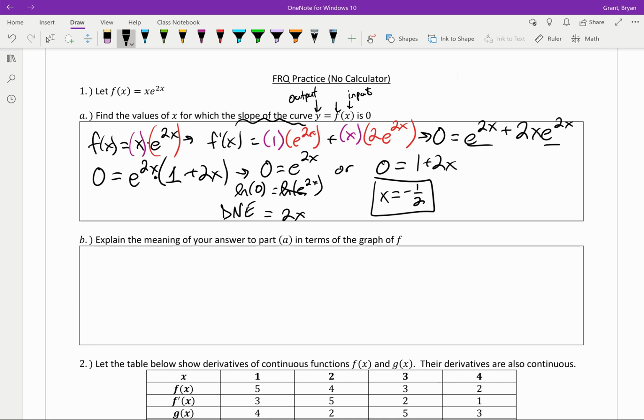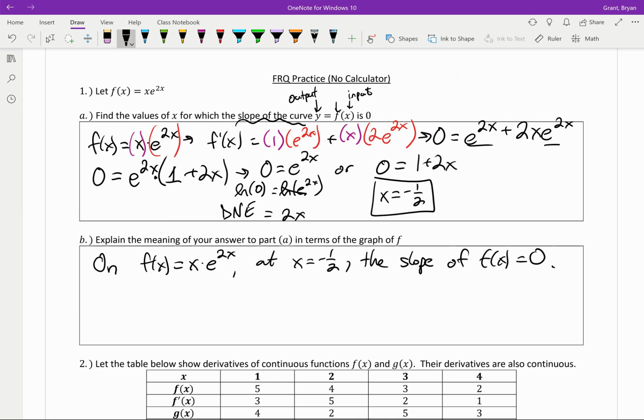Part B. Explain the meaning of your answer to Part A in terms of the graph of f. Ooh, that's interesting. So we might say on f of x equals x e to the 2x, at x equals negative 1/2, the slope of f of x equals 0.